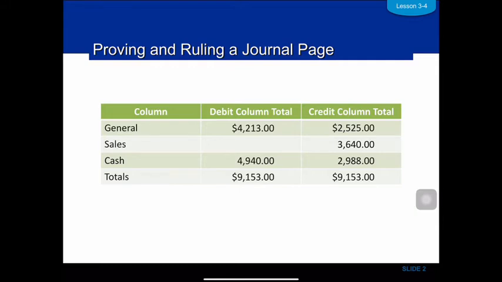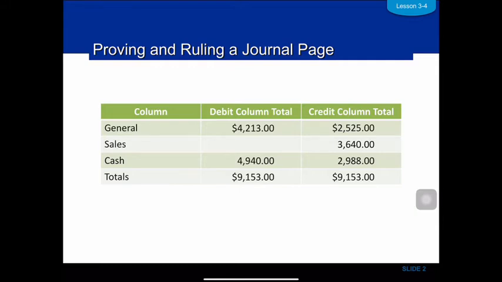Again, this is for either when you run out of a journal page, when you've filled up your whole journal, or it's at the end of the month. So first of all, we're going to talk about proving and ruling the journal page if you run out of page and you need to continue on to the next page.